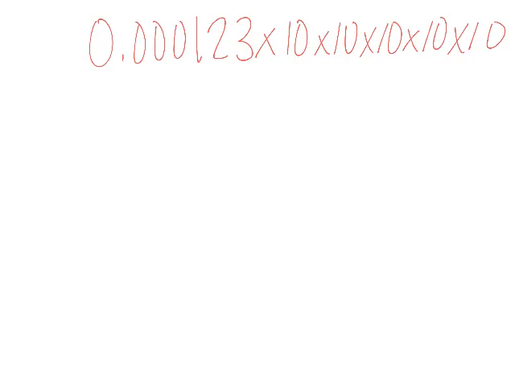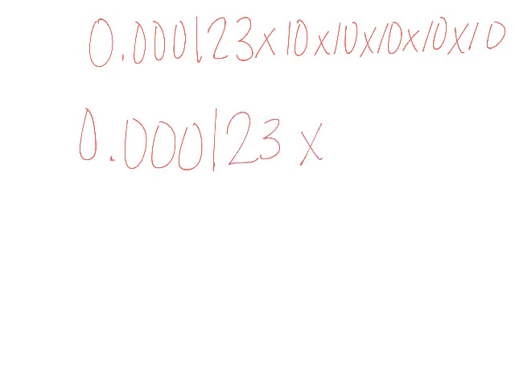Ding, ding, ding, ding, ding, with an exponent. So what we really have here is 0.000123 times 10 to the 5th power. And all this is telling us is that we're multiplying by 10 5 times. And I just showed you what happens when we multiply by 10. All multiplying by 10 does is move the decimal point.